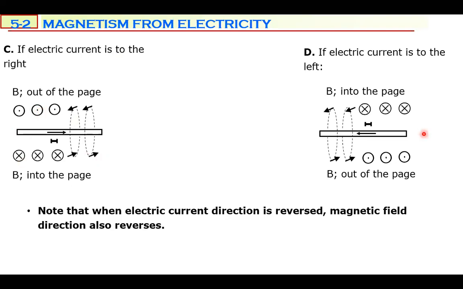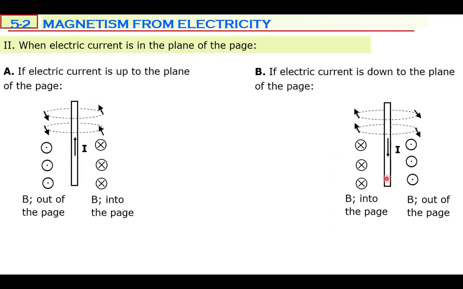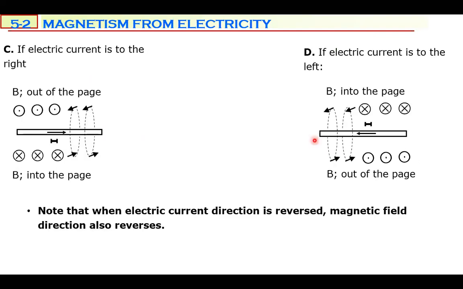Or if the electric current is to the left of the page, and you point your thumb in the direction of the electric current, you will see that your forefinger is pointing into the page above the wire, but below the wire it is out of the page. And don't forget, if on one side it is into the page, the other side is out of the page. If here is out of the page, here is into the page. So this is the case when the electric current is in the plane of the page: horizontal, up, down, right, and left. So note that when the electric current direction is reversed, the magnetic field direction is also reversed.